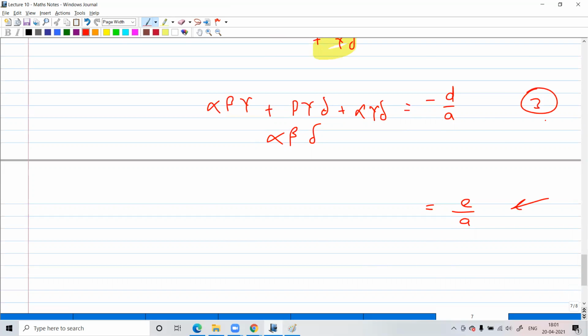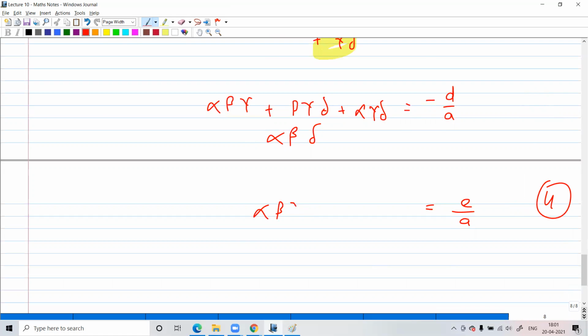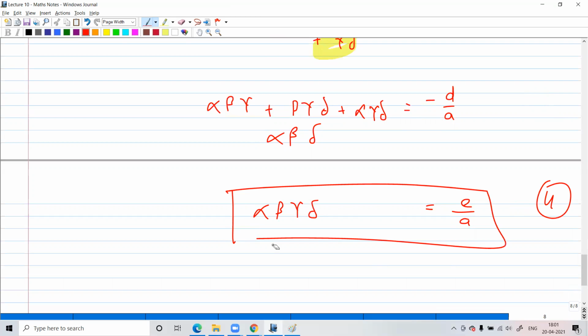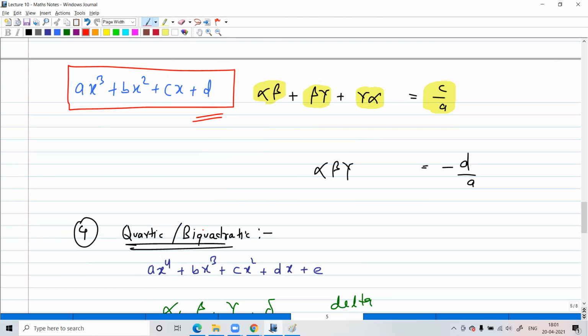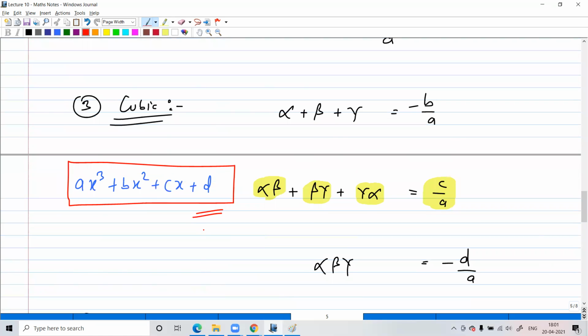So look at the last one. It was a group of three taken together. This time it will be a group of four of them taken together. So there are only four zeros, so you'll have to write all of them together. Alpha, beta, gamma, delta. That will be E by A. So all this I'm writing just to show you the pattern. Now this thing should look a little easier to you. Now look at this cubic one. Does it seem easier, right?